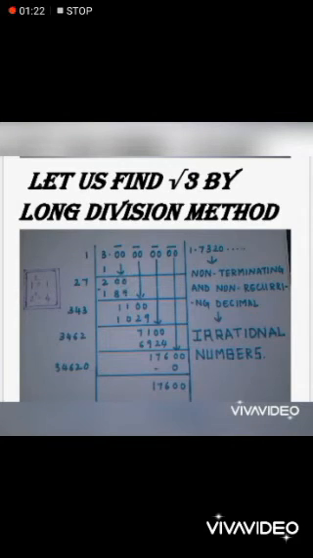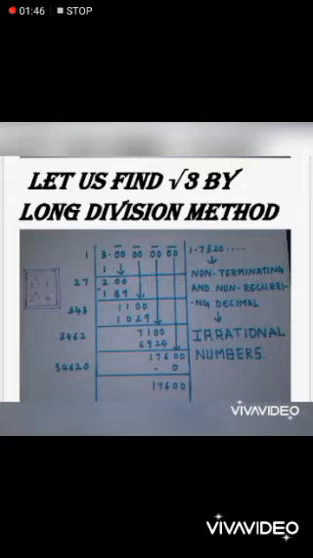Double this number 1. 1 plus 1 is 2. Then take the number of your choice. 27 sevens are 189. Remainder you will get as 11. Then again bring a pair of zeros down. 27 plus 7 is equal to 34. 343 3s are 1029. You will be getting remainder 71. Bring a pair of zeros down.